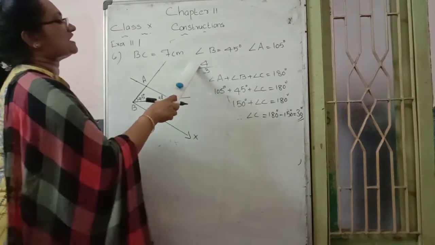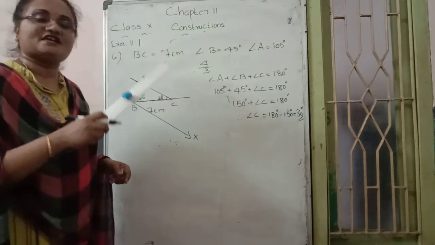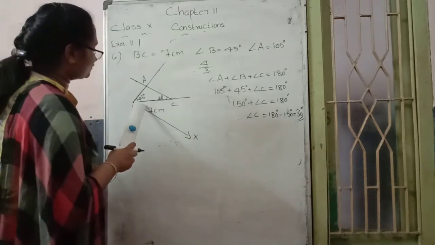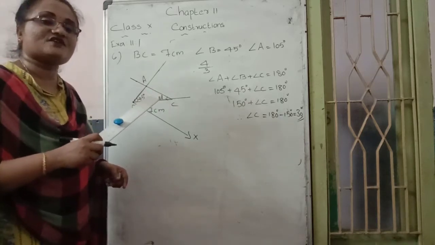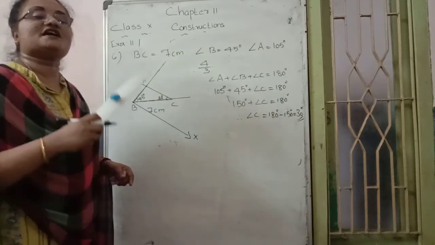Basis of the scale factor, the highest value is 4. Meaning, mark 4 points on the BX ray. How to mark that one? Each of them has the same width.